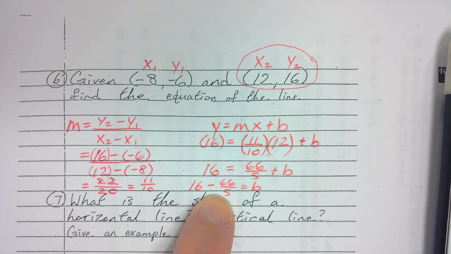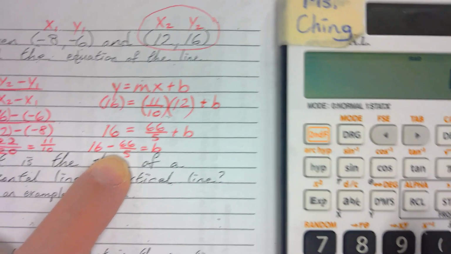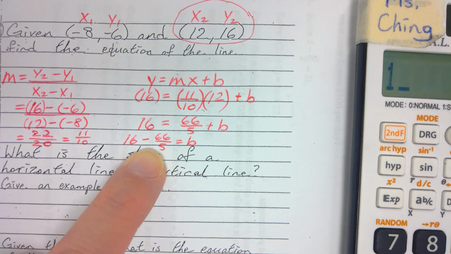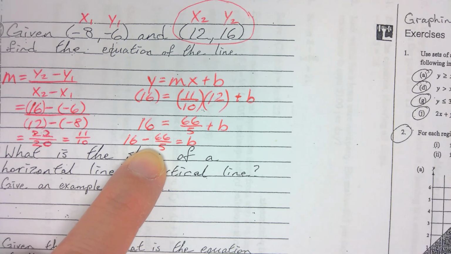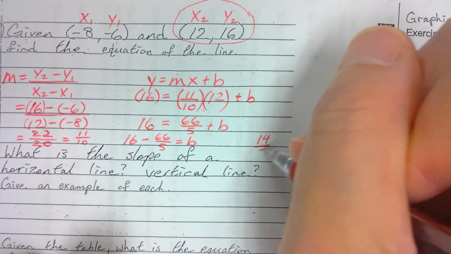Yesterday when I came around, a lot of people just used decimals for the answer. If you did, that's great. If you want to practice for the final exam as well, remember lowest common denominator. So 16 times 5 is 80. 80 minus 66, you get 14. So b is 14 over 5.